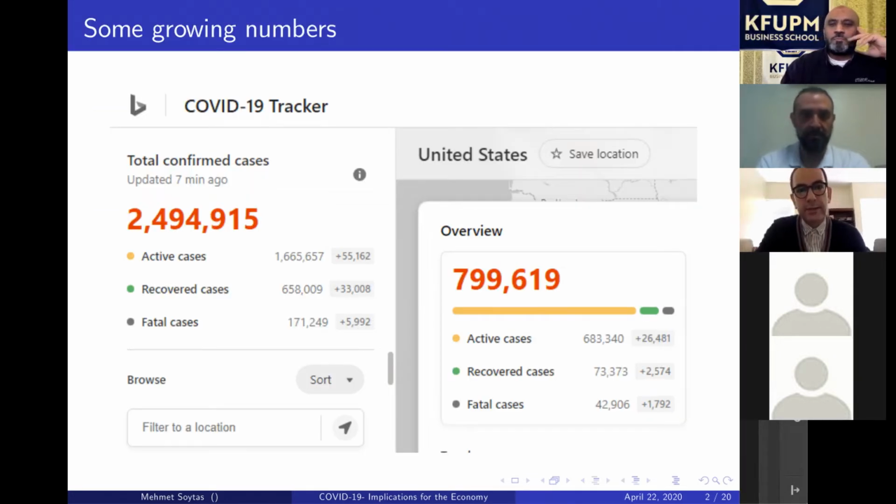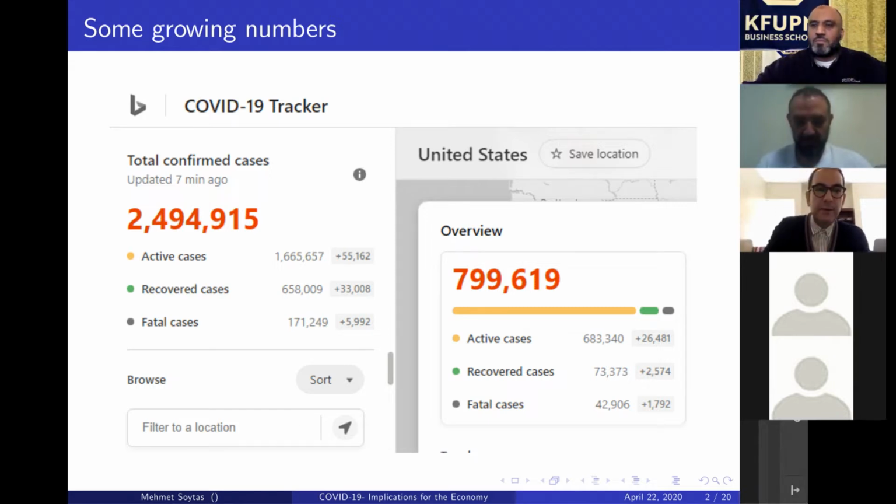I think you see those numbers a lot nowadays on the news and everywhere. The numbers are growing. The number of people being affected by the coronavirus is growing a lot from day to day. This specific example is from yesterday. There are many databases that you can follow to track the numbers. This is from Microsoft, I guess.